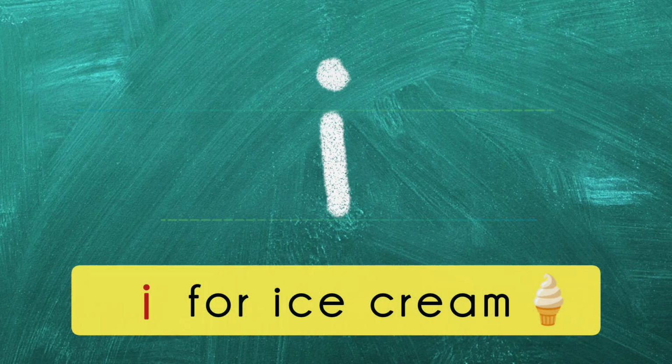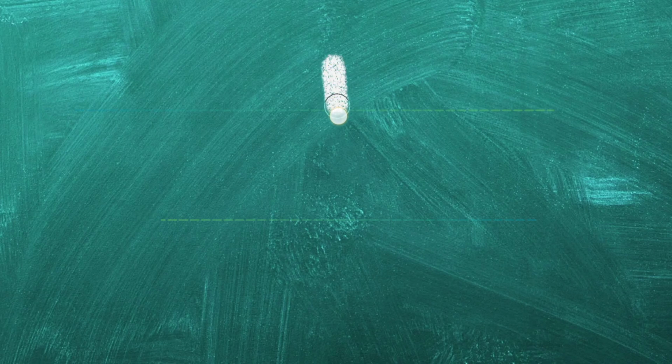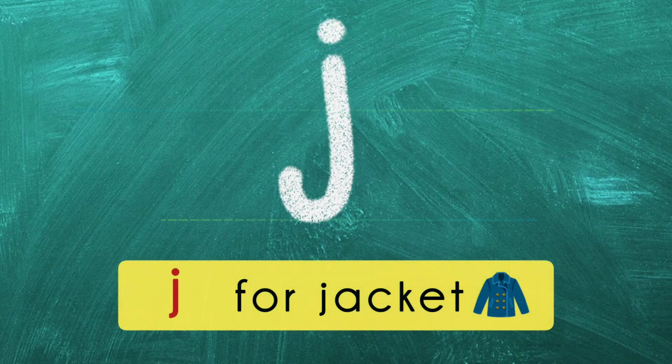Now write I. One standing line, one dot. That is small I. I for ice cream. Let's try to write J. One standing line with a tail and one dot above. That is J. J for jacket.